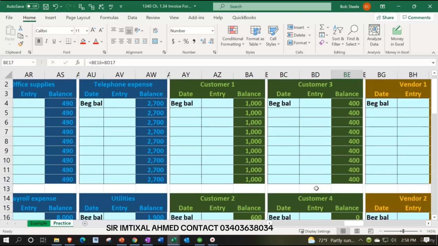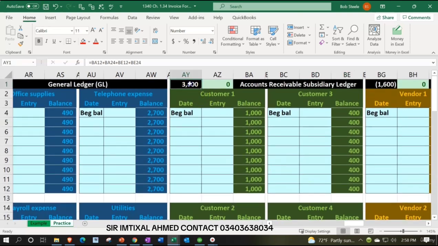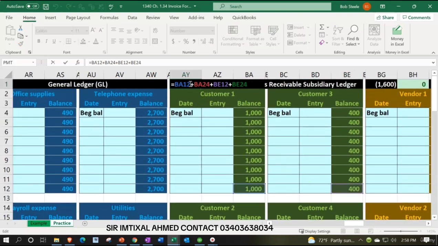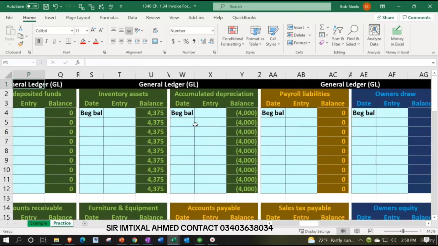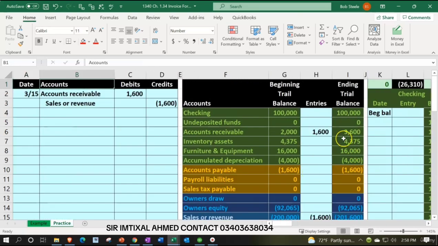Now, if we take our 4 customers here, add them up, they add up to 3,600, which does match what's on the trial balance indicated by this 0. Let's double check it though. 3,600 going back over to the GL and or trial balance is what's on the trial balance as well as the GL. Okay, now let's do the more complex one.